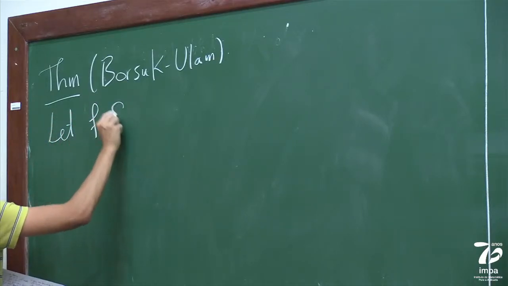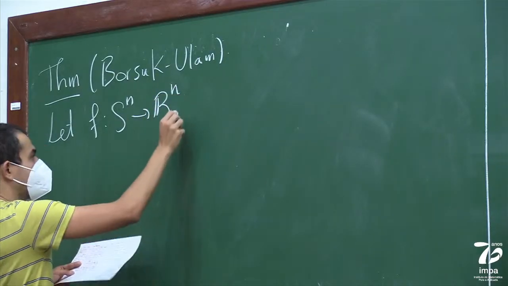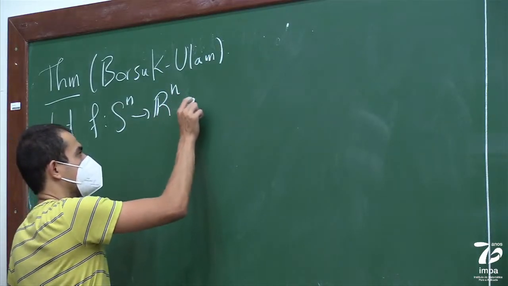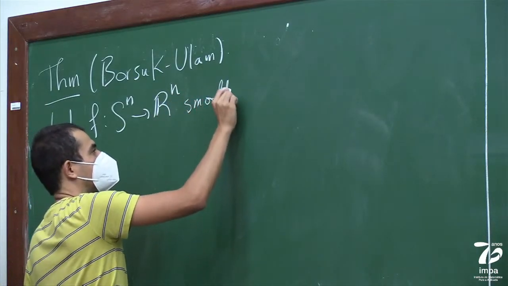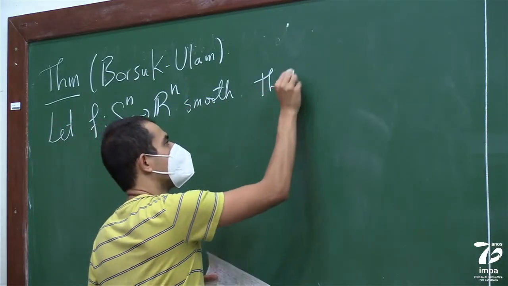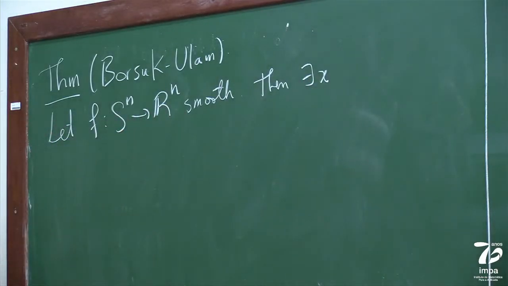So take a function from Sn to Rn, any smooth function. Actually, the theorem is true for continuous functions too, but the tools would require some approximation. So, we're just going to prove it for smooth functions. It's good enough for most physical applications. Then there exist two antipodal points that have the same value of f.